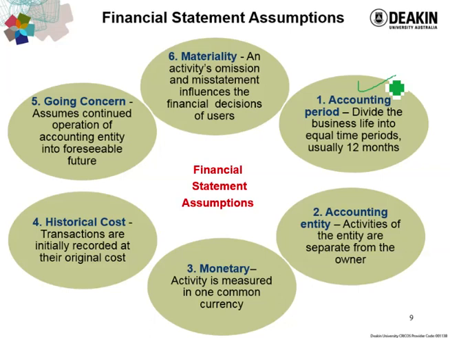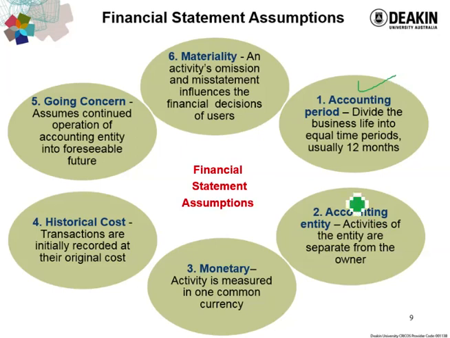For example, you can divide the business life into 6 months. So every 6 months, every 12 months, or every 3 months, you prepare a financial report. The accounting period must be uniform and consistent so we can compare the results more meaningfully.